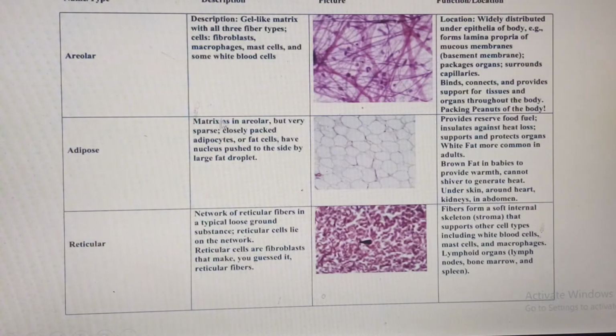Adipose tissue, by way of description, is a loose connective tissue because we have a lot of cells and fewer fibers present. A lot of these adipocytes have peripherally placed nuclei. Okay, so that is what we have.